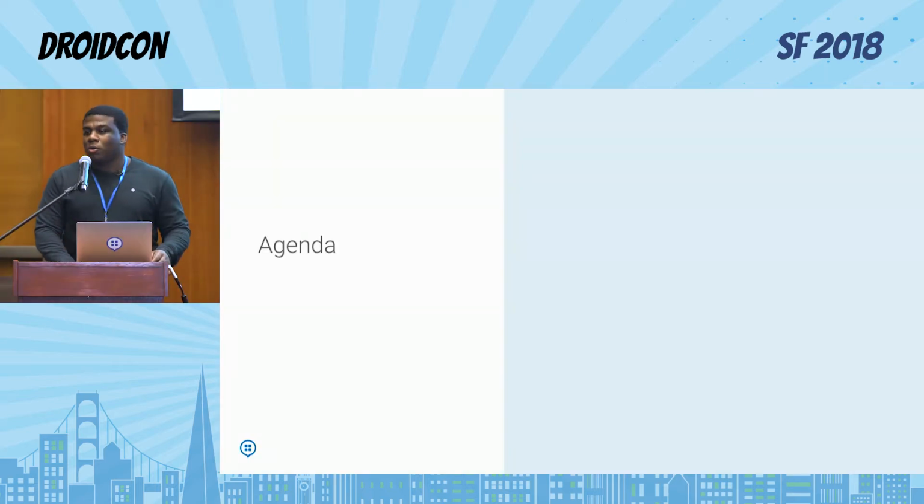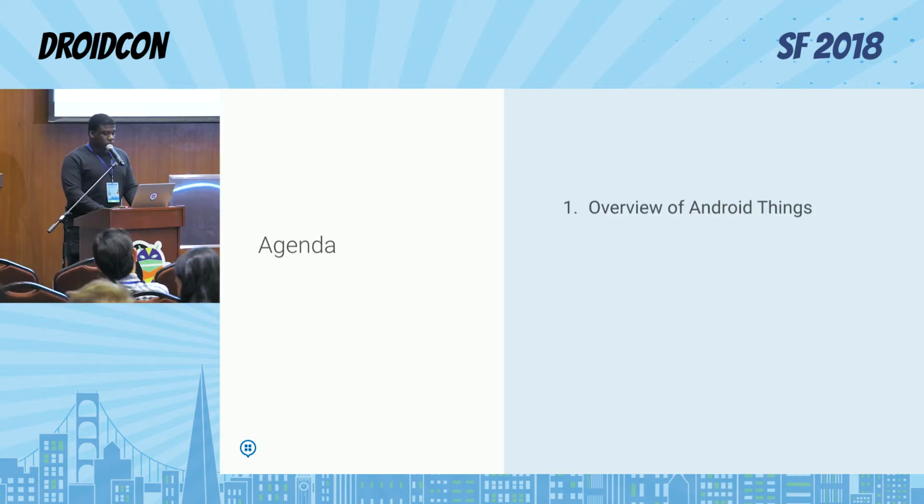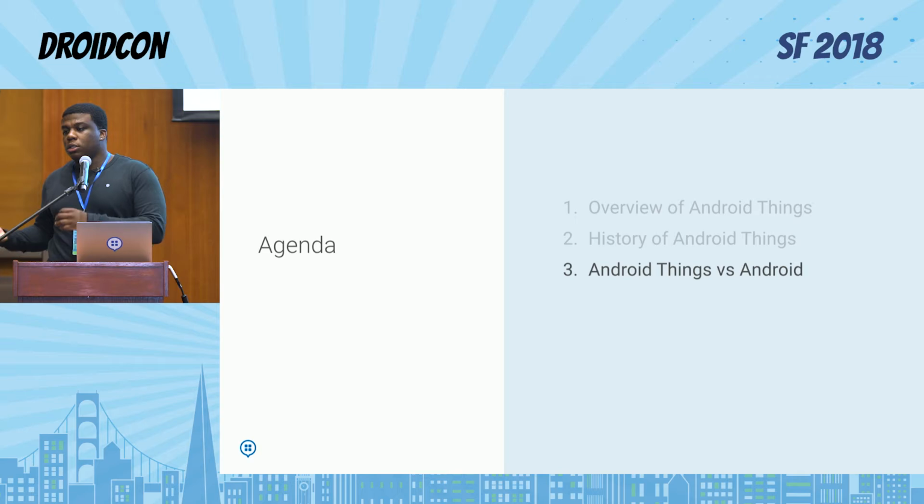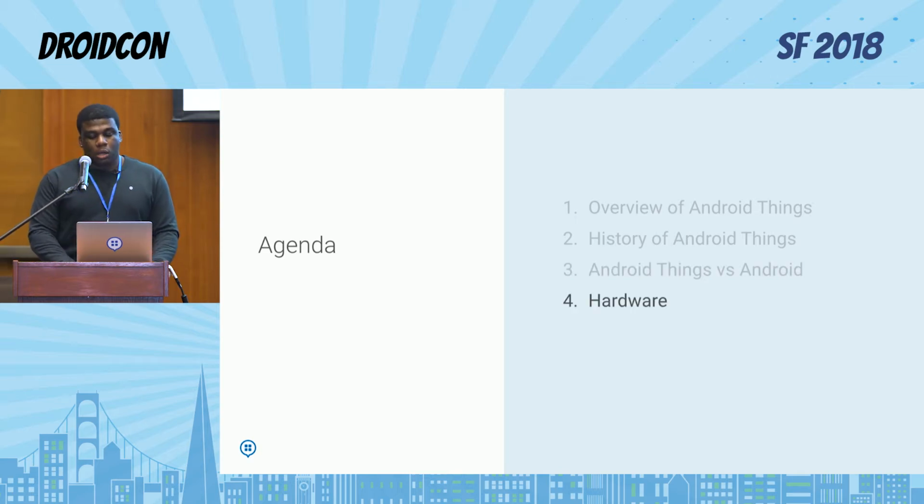To go over our agenda for today, we're going to go over a quick overview of what Android Things is, why you should use it, and the history of how it came about. And of course, how it compares to regular Android development versus working with the Android Things platform. And of course, the good stuff, like what hardware you can use with it, and how to get started today. I'll definitely leave time at the end, so if you have any questions, feel free to ask them then.